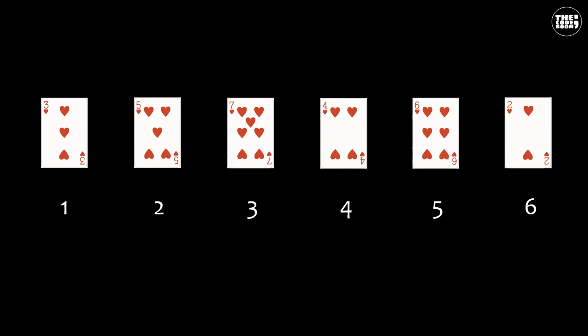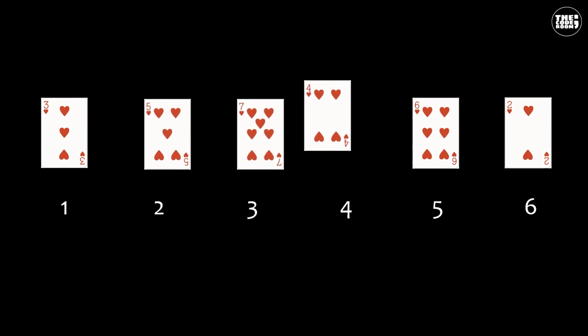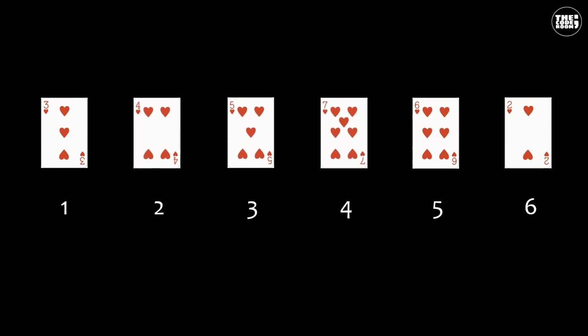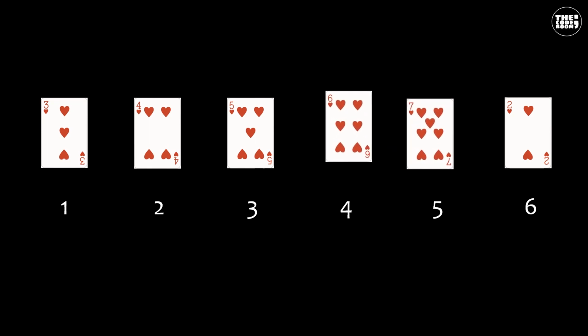We move to our fourth card, which is 4. 7 is greater than 4, so we move to the next card, 5, which is also greater than 4. And the next card is 3, which is less than 4. So, we insert 4 after 3. The next card is 6. Compare it with cards on its left side. As 7 is greater than 6, we move to the next card, which is 5. 5 is smaller than 6, so we insert 6 after 5.